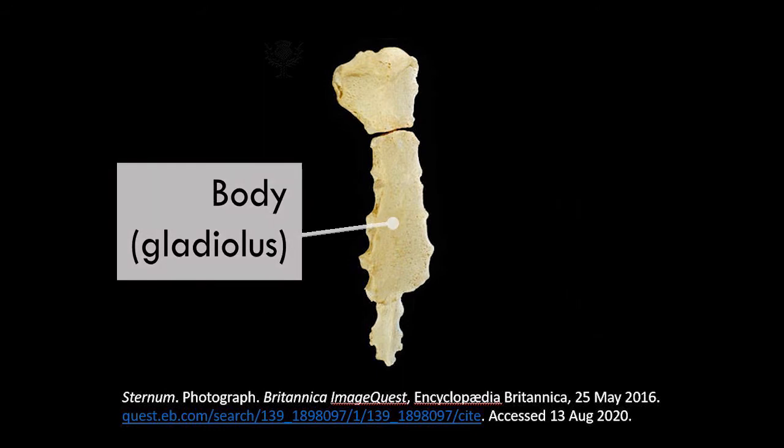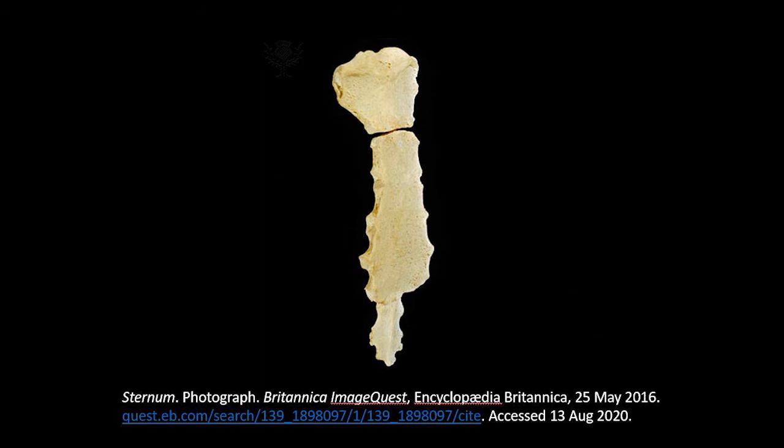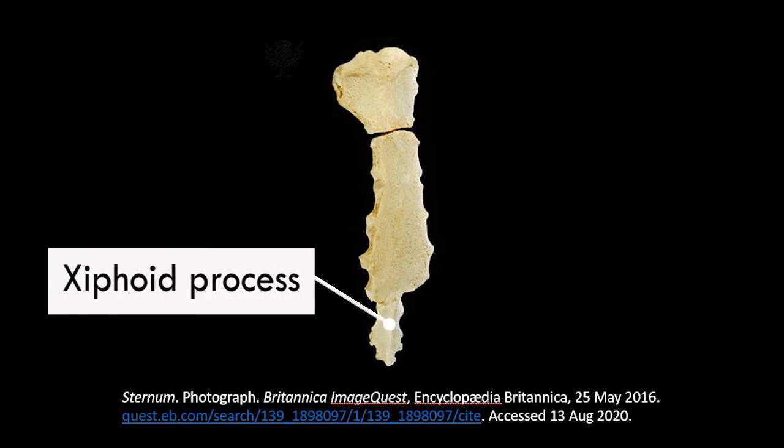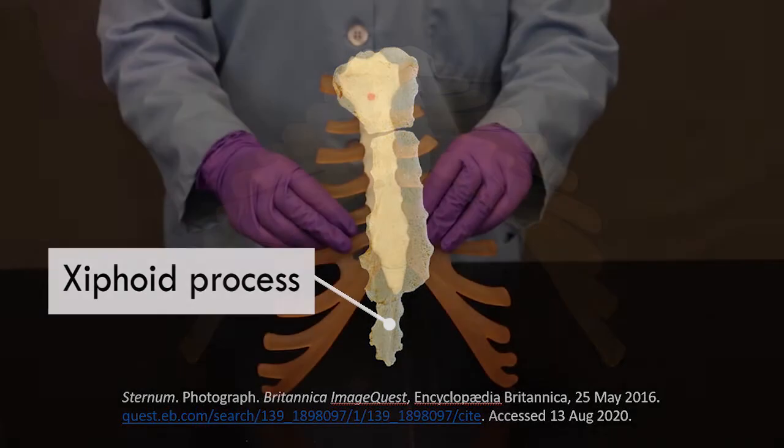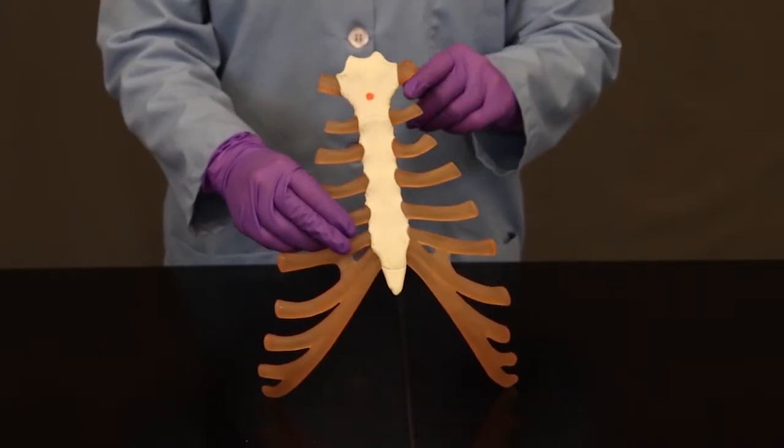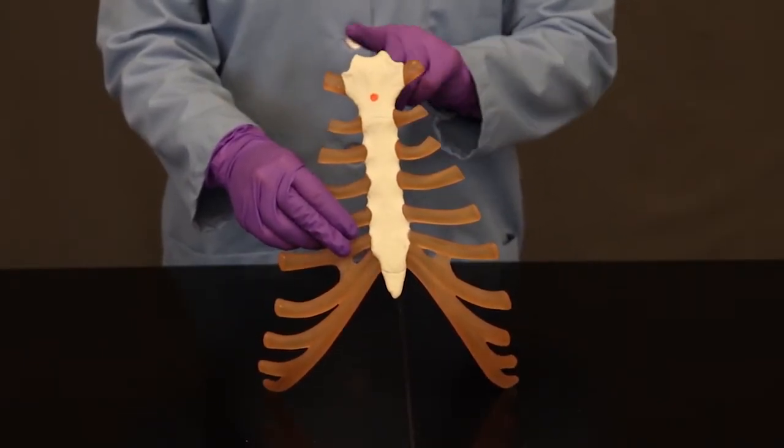or the gladiolus. And then there's this little part at the bottom that, in people under 25, is actually cartilage, and then it ossifies into bone after about the age of 25. This little part is called the xiphoid process. The xiphoid process.